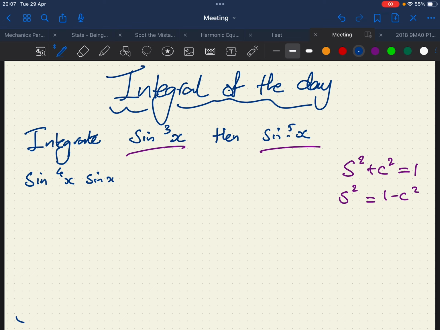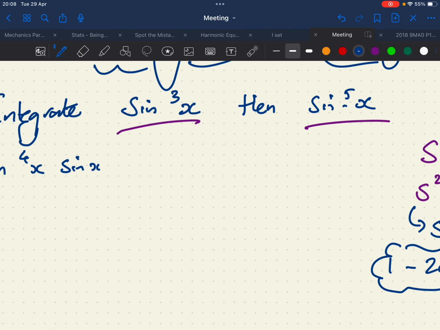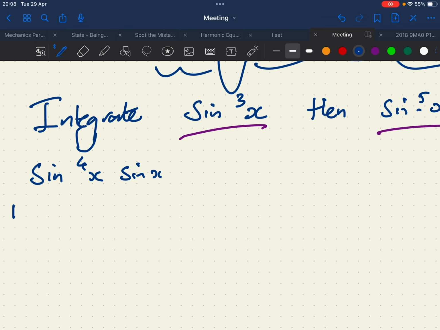Sine to the power of 4 is a little bit more complicated, but on this one, if I square both sides, sine to the power of 4 is equal to 1 minus cos squared, all squared, which is the same as 1 minus 2 cos squared x plus, what's this one going to be? Plus cos to the power of 4 x. So this is the result that I'm going to be subbing in for my sine power of 4.